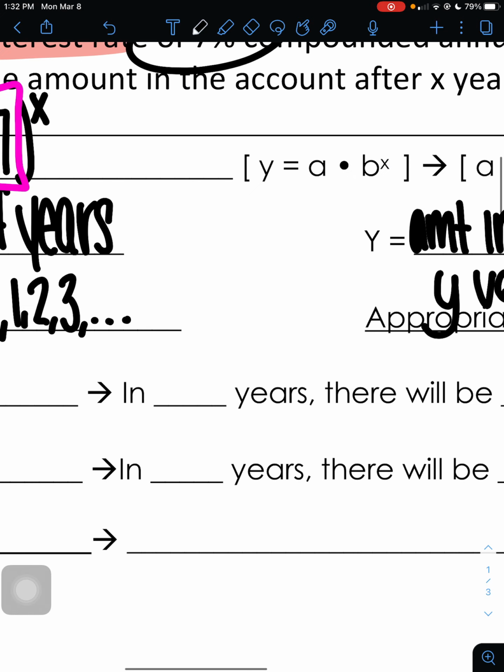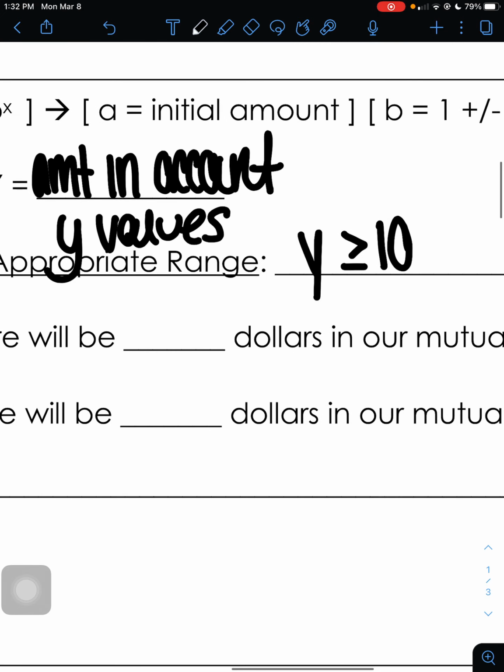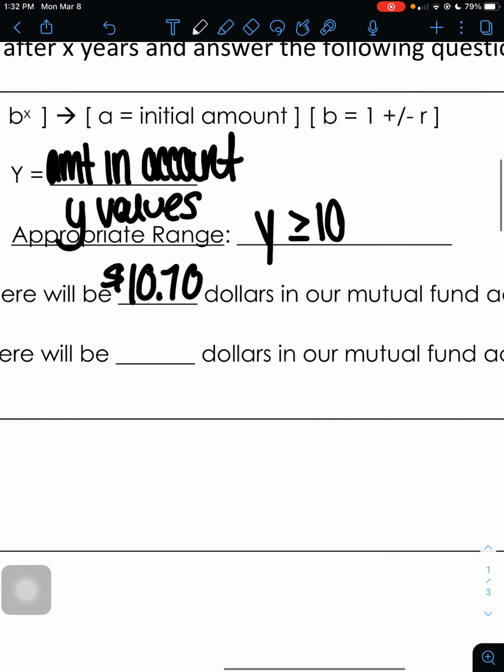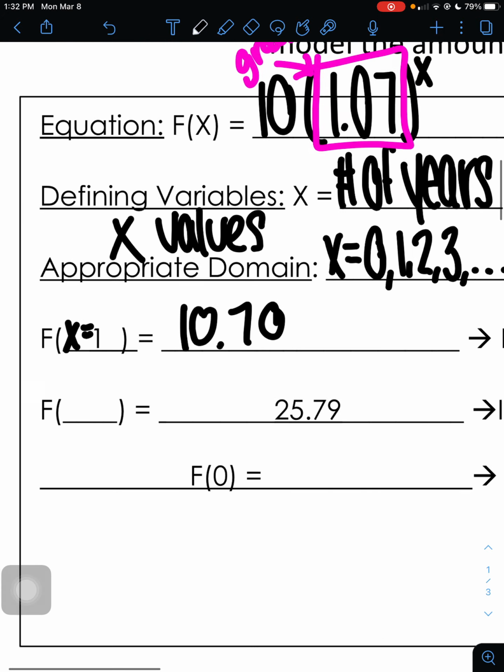So that's telling us that in 1 year, there's going to be $10.70 in our account. So over the course of a year, we earned 70 cents, but at least that's better than earning nothing. Let's go ahead and look at this next one.